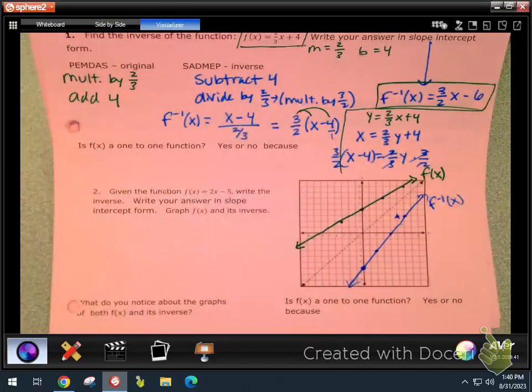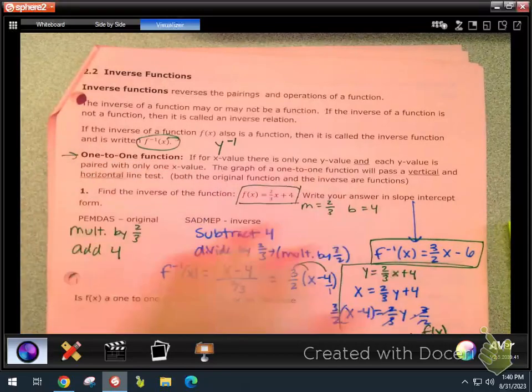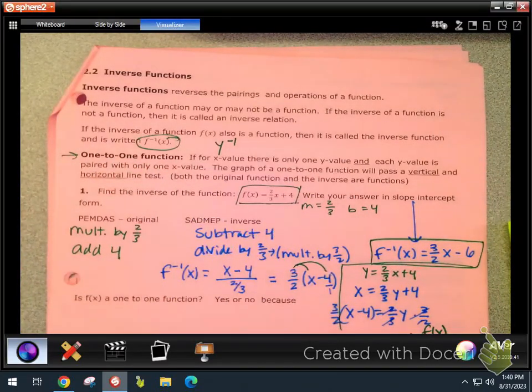Okay, let's go back to what it means to be one-to-one. Again, bigger, more important when we do this later, but what it means to be a one-to-one function. So we have our umbrella of functions. And what do we know about functions? Their x values cannot repeat. They have to pass the vertical line test. To be a function, you have to pass the vertical line test.